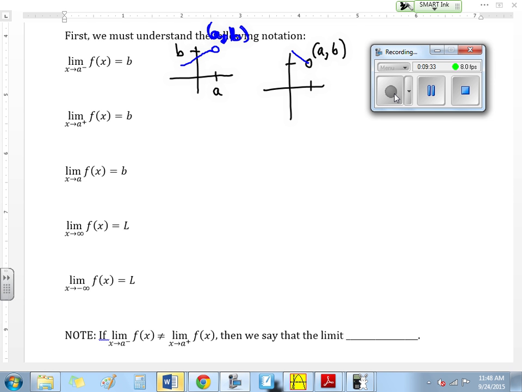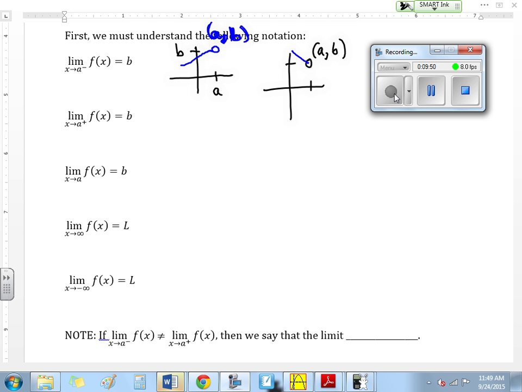The point (a, b) might be an open point, or it might be a closed point. Limits don't discuss such things. Limits just tell us where we're approaching, not what kind of point we're approaching, but the destination that we are approaching.